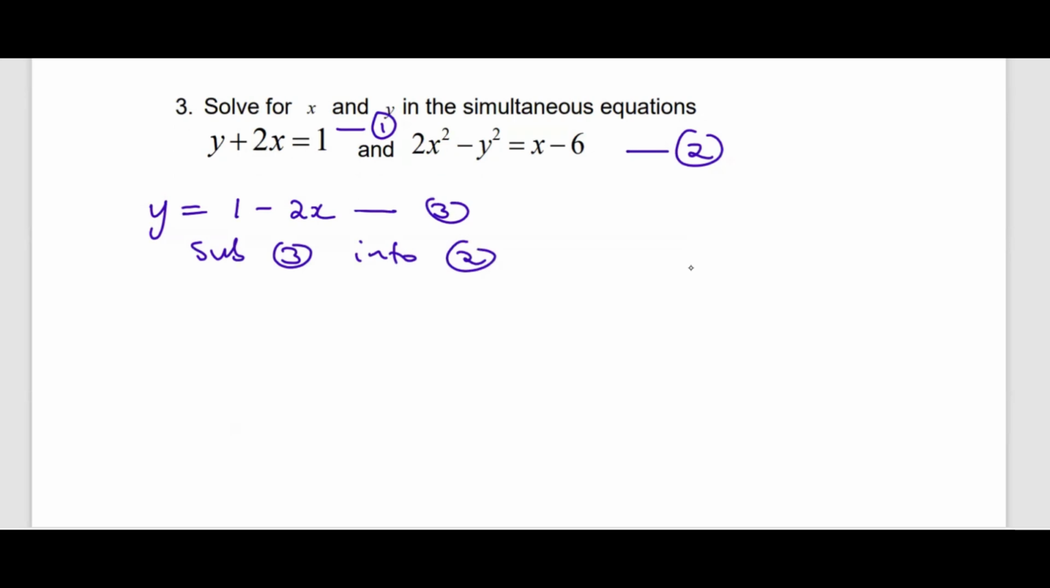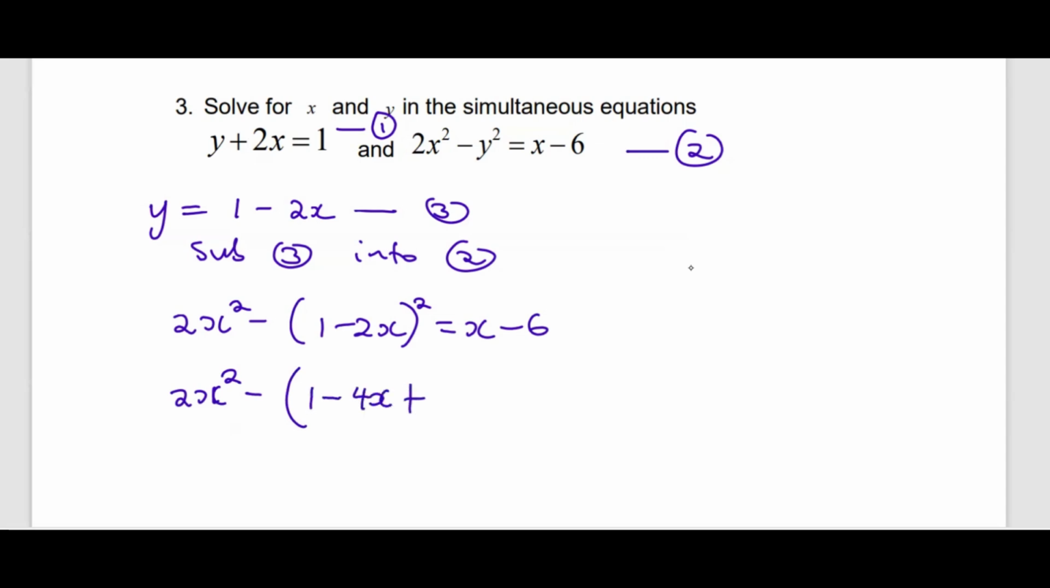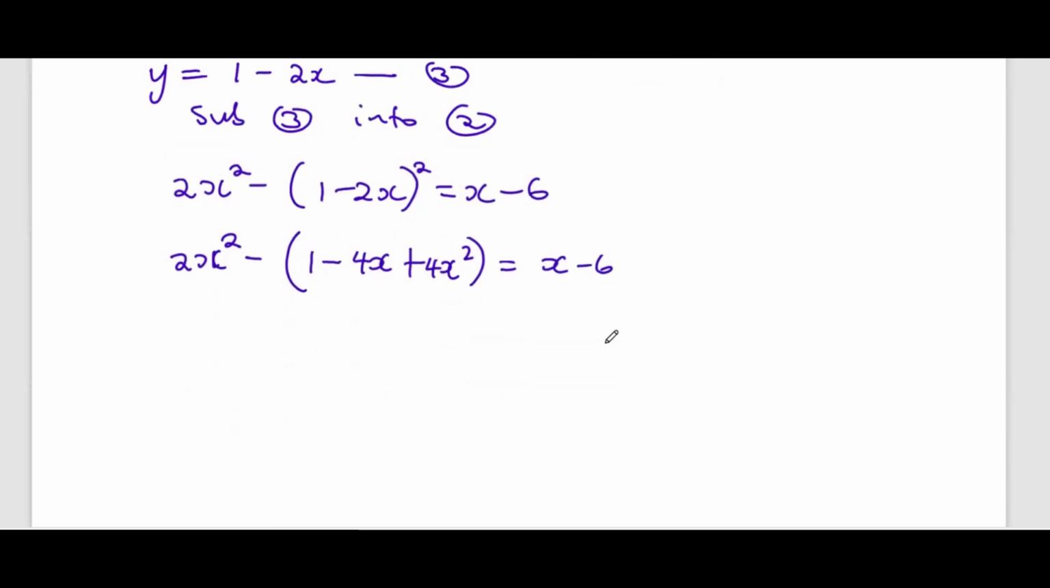Okay, so where there is y, we shall just use that. So that will be 2x squared minus (1 minus 2x) all squared is equal to x minus 6. When we open the brackets, that's going to be 1 minus 4x plus 4x squared is equal to x minus 6. Then let's just open this bracket with a negative sign. So 2x squared minus 1 plus 4x minus 4x squared is equal to x minus 6.